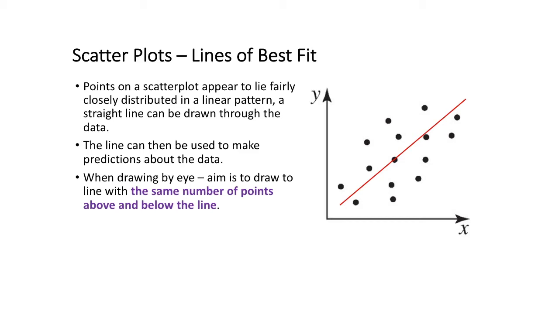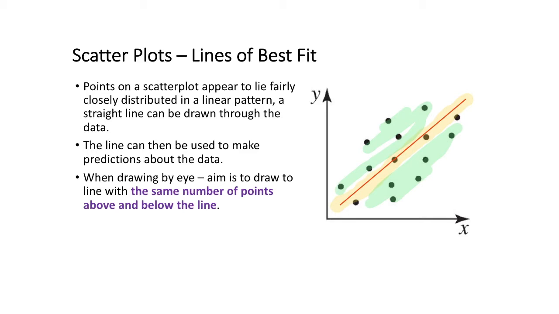When we're drawing them by eye, the aim is to have the same number of points above and below the line. So that's really important. We want our line to be going through the middle of the data set. So when we're finished, we should have roughly the same amount of points above and below the line. So having a look, we've got our linear line going up through the middle of our data set, and we can see that roughly we've got the same amount of points above and below the line. That is what we want our lines of best fit to be when we're drawing them in by hand.